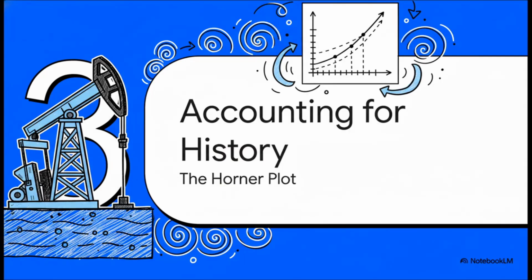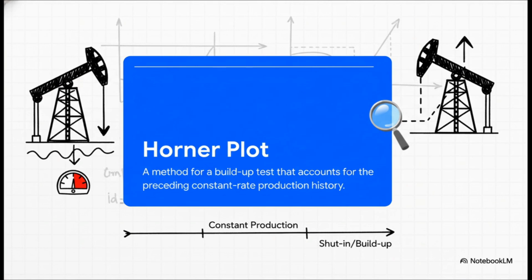And that smarter tool is the Horner plot. Now this was a huge breakthrough. It was a really clever way to actually account for the well's past, which gives us a much more flexible way to do our analysis. So the Horner plot is specifically designed for a pressure buildup test, after a period of steady production. It uses this neat mathematical trick to remember how long the well was flowing before it was shut in. And that's what lets it accurately see through the well's recent history.